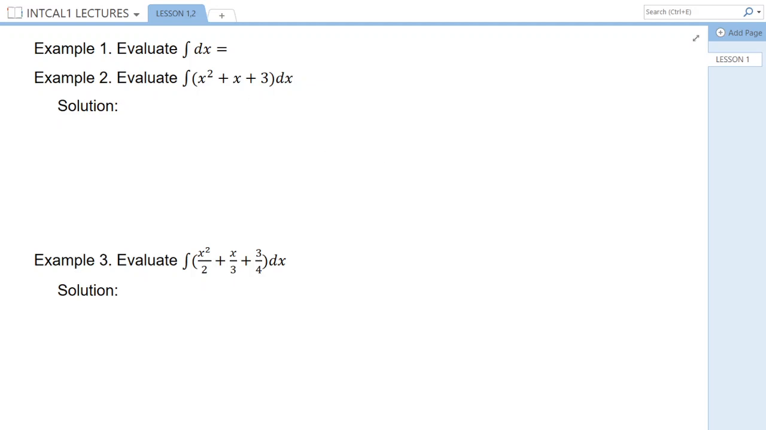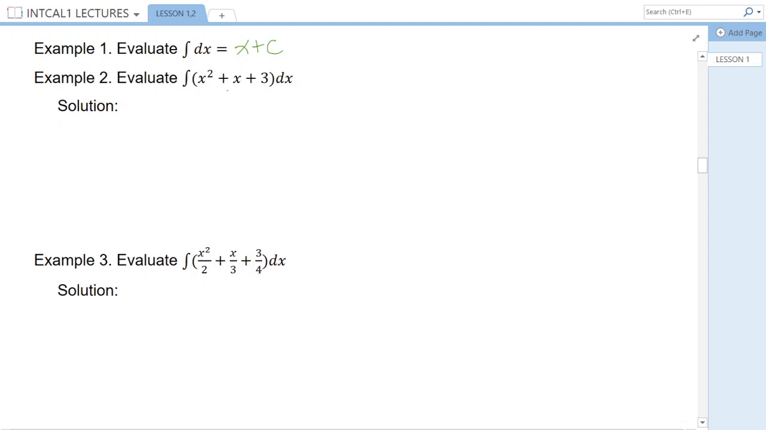Let us have the integrals for powers. So that is the power rule. So just evaluate this one. Example number 1, the integral of dx, that is just simply x plus c. So don't forget the c, that is the arbitrary constant.